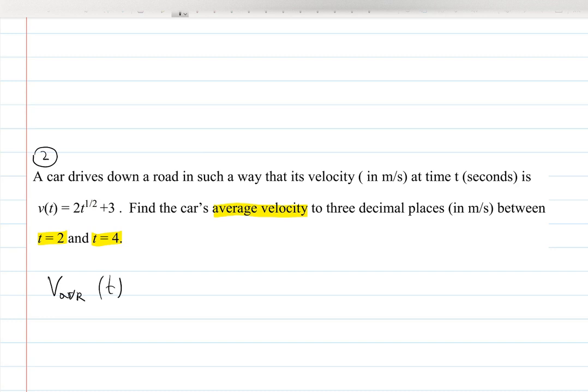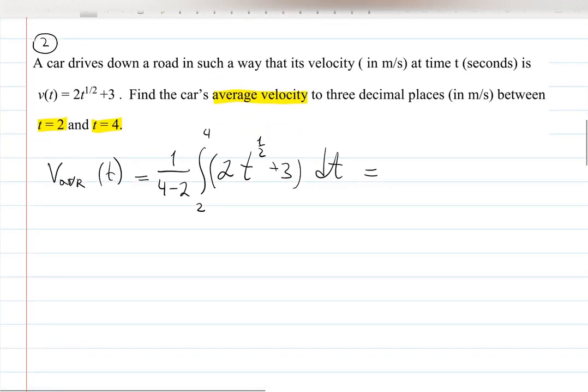Of t. And I know that's just the normal integral from 2 to 4 of the function we're given, 2t to the 1/2 plus 3 dt. But we're also dividing by b minus a. That's 4 minus 2. Let's start. So I wonder, I was driving fast and slow. What was my average speed? That's the idea. 1/2 in front of the integral, and now I'm starting integrating.